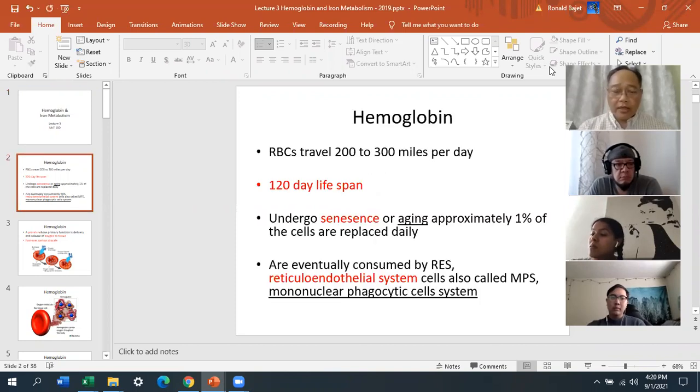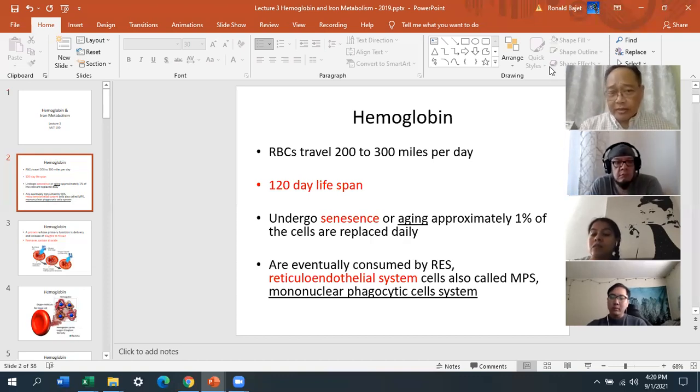Okay, red blood cells. They travel long distances, and that's only within your body, 200 to 300 miles a day. So they put on a lot of distance. They're busy. They're constantly moving. The lifespan of a red blood cell, from the time it's released from the bone marrow to the time that it undergoes senescence, which is the next point, until it dies, is 120 days. Okay, you'll definitely be asked that. What's the lifespan of a RBC?